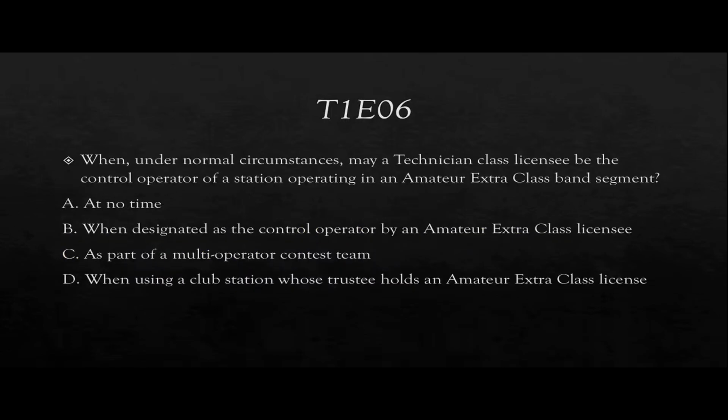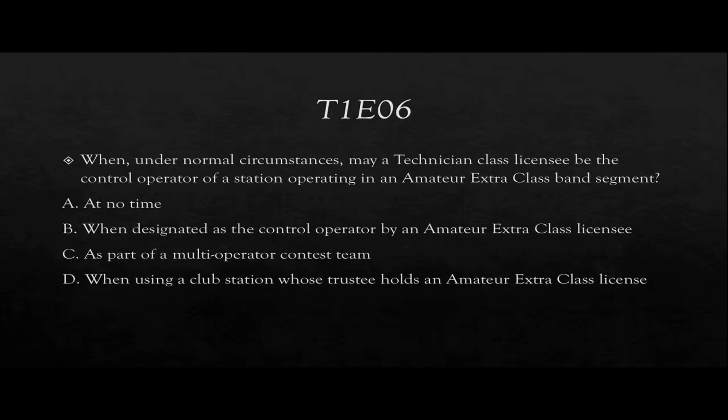Number 6. When under normal circumstances may a technician class licensee be the control operator of a station operating in the amateur extra class band segment? So the key here is under normal circumstances. A. At no time. B. When designated as a control operator by an amateur extra class licensee. C. As part of a multi-operator contest team. D. When using a club station whose trustee holds an amateur extra class license.